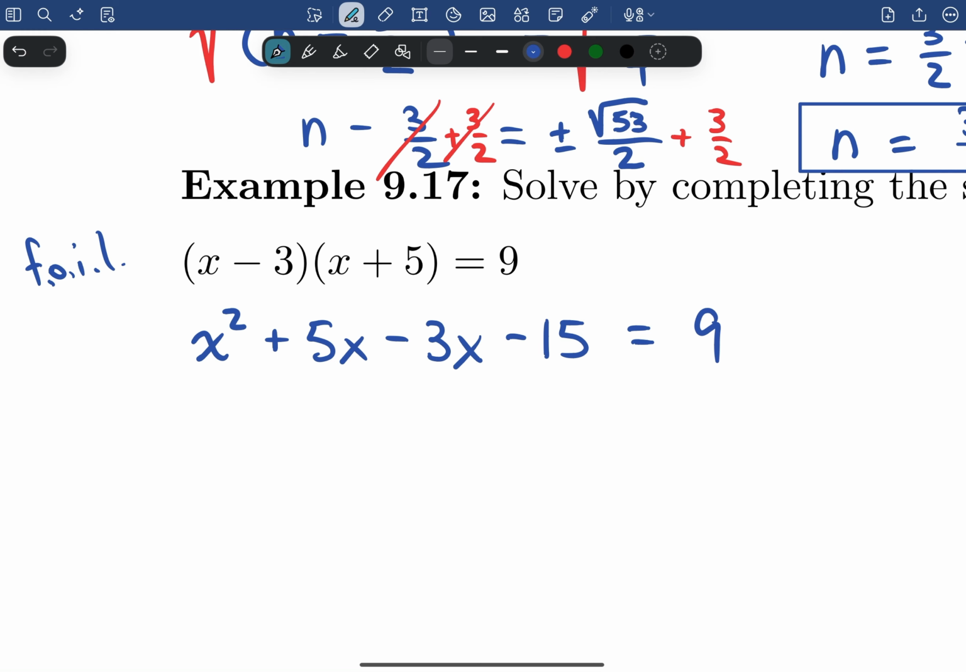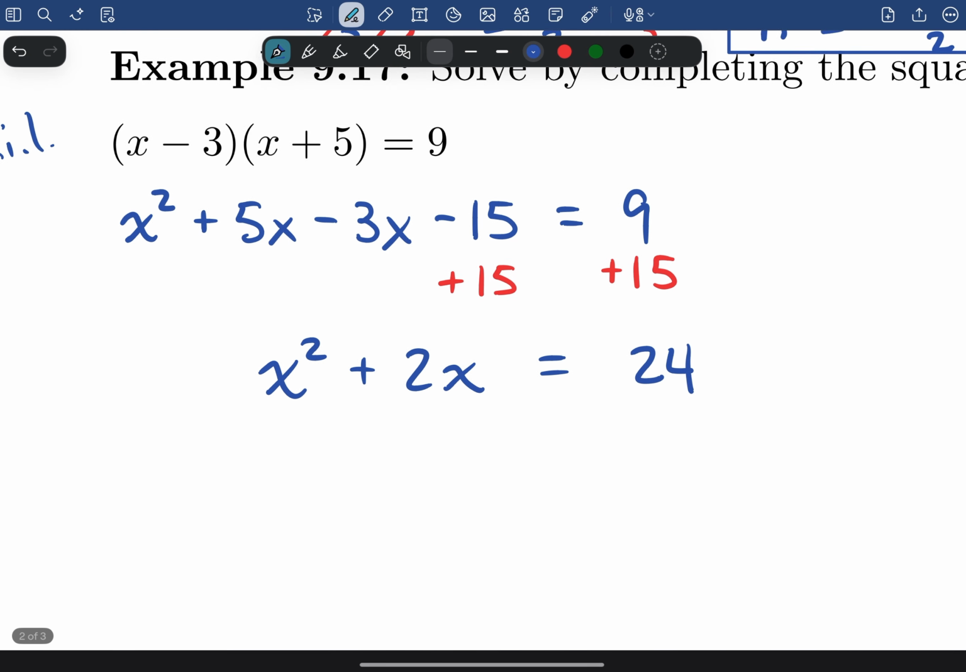It equals 9. And my goal is to get all of the terms with the variable on one side and all the constants on the other. So I'm going to add the constant 15 from left to right. And I'm also going to combine these like terms. These are like terms right there and there. And so cleaning it all up, I get x squared, and 5x minus 3x is positive 2x, and that equals 9 plus 15, which is 24. Okay, so I'm at this point.